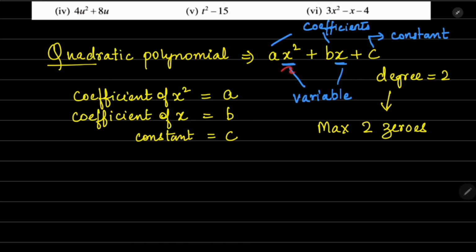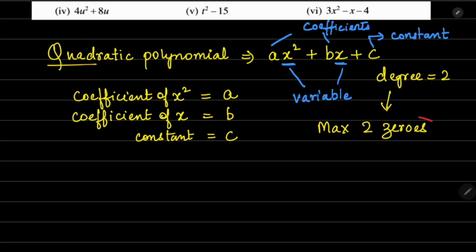It is that value of x which, when substituted, the polynomial value will become 0. What should we substitute in place of x such that the entire polynomial value becomes 0? That value of x which makes the polynomial 0 is what is called the zero of a polynomial. And maximum you will have 2 zeros. In a quadratic polynomial of degree 2, the maximum number of zeros that will exist is 2. It can be less than 2, but the maximum is 2.